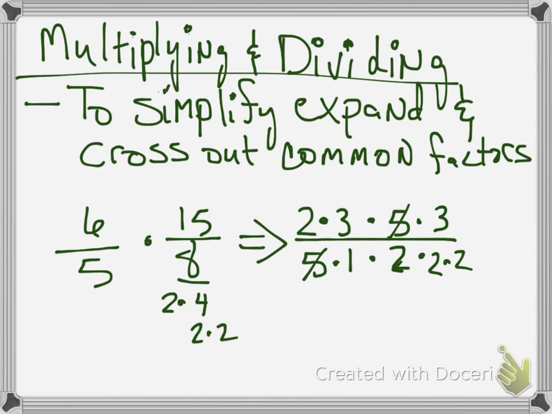So I can say a 5 and a 5 could cross out, a 2 and a 2 could cross out, and that's it. You can only cross out top and bottom. So there's two 3's left over. 3 times 3 is 9. And there's a 1 times 2 times 2, which is 4. And there's your answer. Okay, so you're going to do the same thing with variables.